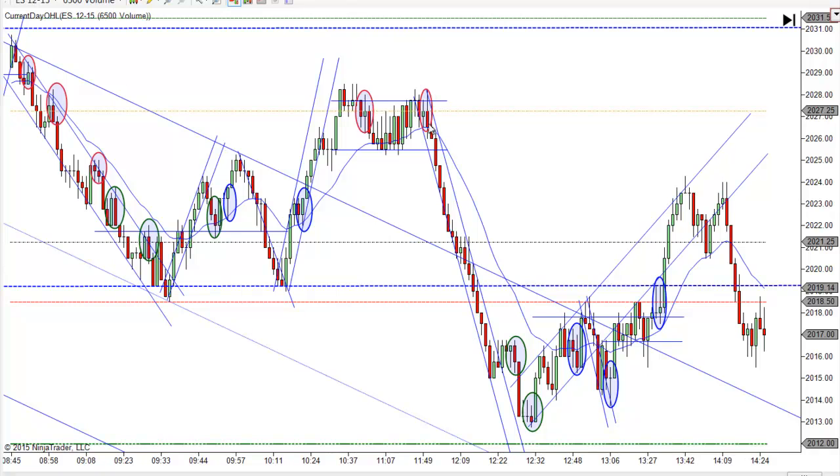And there's really no other way to get in this. It's tempting to get in here, but you're right into that support. So I don't like going short there. You do get a second entry short here, and let me show you this one. This one is a little bit interesting.